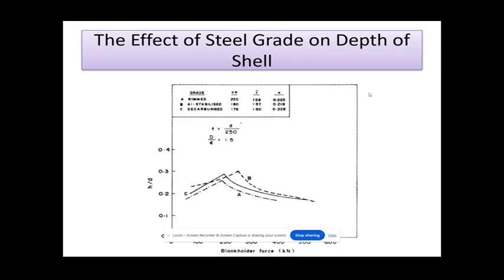This figure shows the effect of blank holder pressure on the drawability of three different grades of steels. This is drawn between drawability versus blank holder pressure. When the blank holder pressure is very low, wrinkling is a problem. When the blank holder pressure is excessive, bottom fracture will take place.